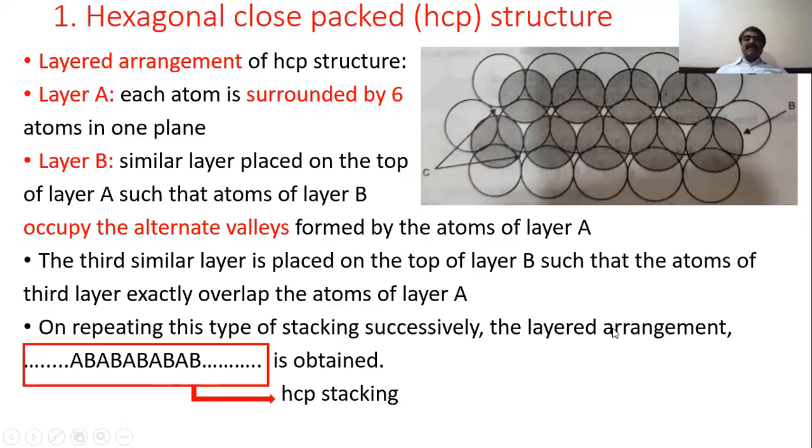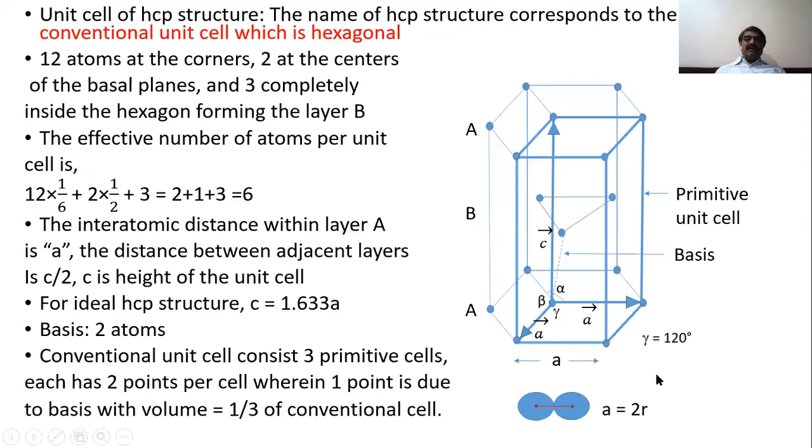Okay, so I think you understood HCP stacking. So in this way, 6 neighbors are from its own layer, 3 from layer B above it, and 3 from layer B below it. Layer B below, layer B above. So in this way, 12 neighbors are there for each atom. Okay. So let us look at why it is called hexagonal close packed structure.